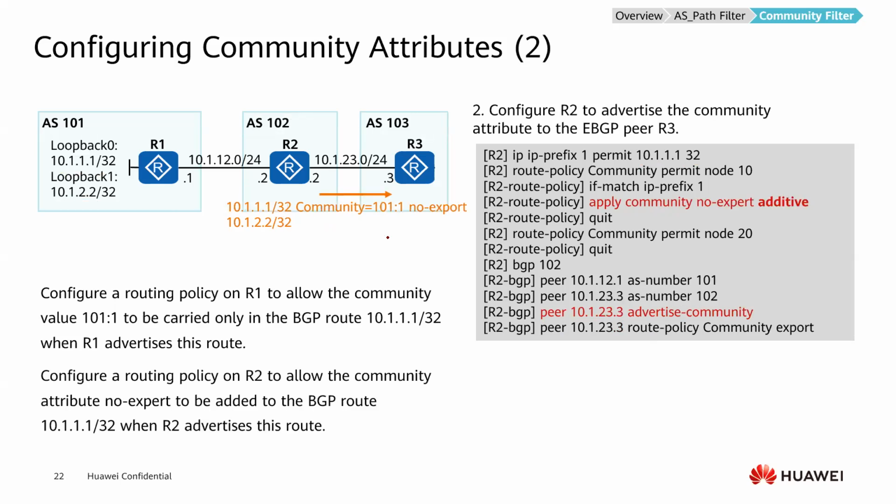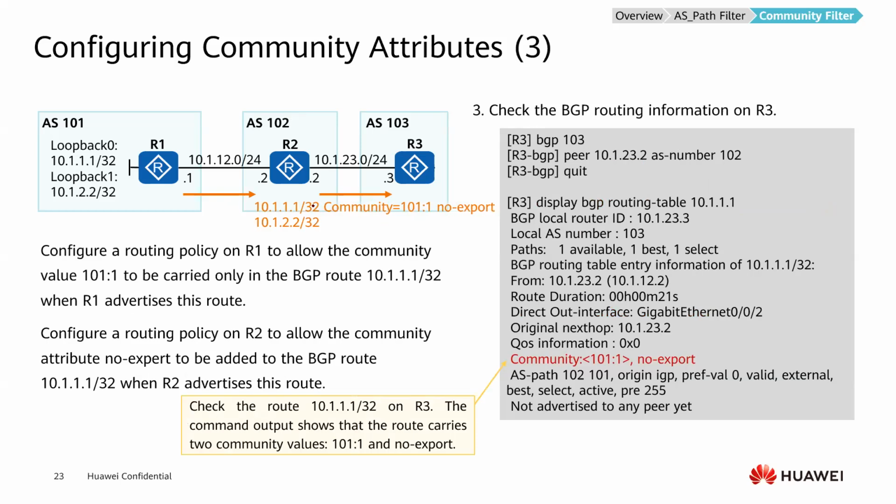And then when R2 sends the route to R3, it wants to add another community like no export. So it also needs to use the IP prefix to match the route, and then use apply community no-export additive to add another community attribute, and then peer the neighbor and advertise the attribute. So R3 will receive the route with the two community attributes.